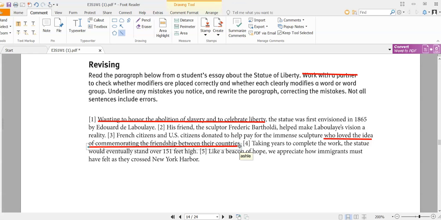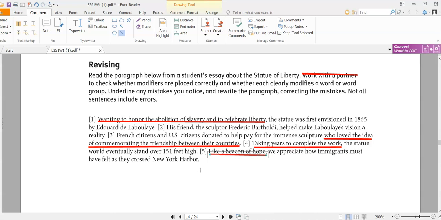Taking years to complete the work, the statue would eventually stand over 151 feet high. So the statue took years to complete the work? That doesn't make sense either. Like a beacon of hope, we imagine how immigrants must have felt when they crossed the New York Harbor. Like a beacon of hope? We're the beacon of hope? No, the statue is. So this is the paragraph you're going to have to rewrite.